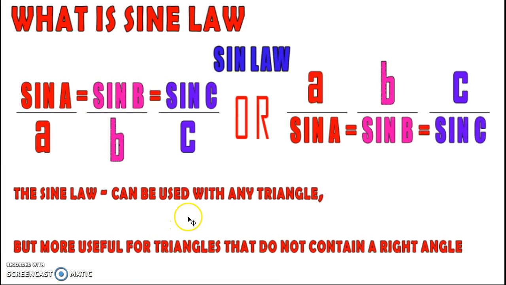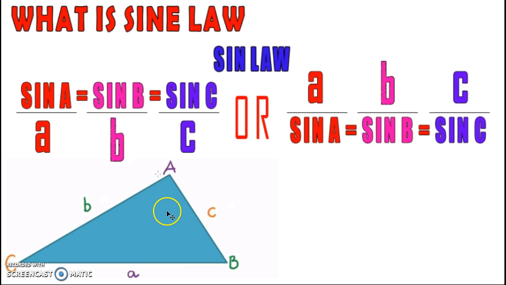Sine law can be used with any triangle, but is more useful with triangles that don't contain a right angle. So for example, this triangle doesn't contain a right angle, so it'll be perfect for sine law. And sine A, right here, represents the angle. So anything that has sine before it represents an angle. And anything that's lowercase, so small a, is a side. So small b is a side, and small c is a side, and so on and so forth.